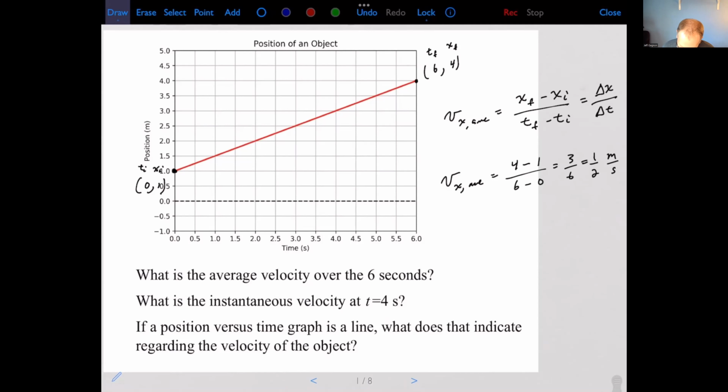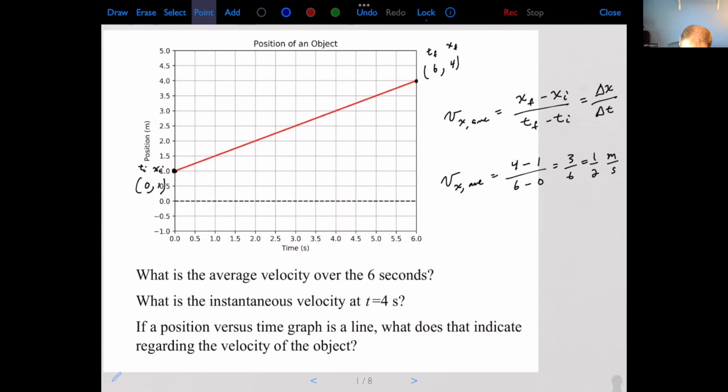Okay. What about the second question? What is the instantaneous velocity at 4 seconds? Well, how do I figure that out? If I go to the graph, go to 4 seconds, and go up to the graph, what I want to find there is the slope. Notice how when we did the average velocity over the entire 6 seconds, what we really found was the slope of the line connecting those two endpoints. Now, since the graph itself is linear, it happens to be the slope of the actual graph itself.